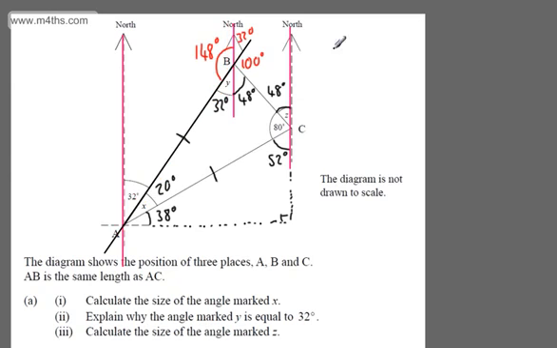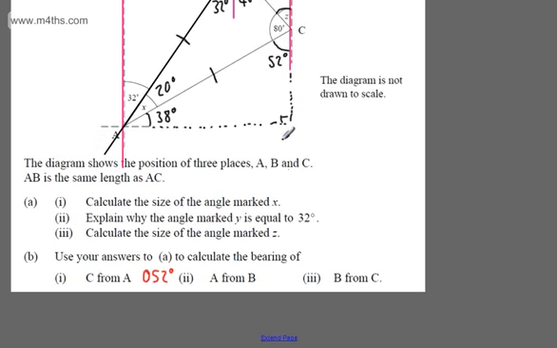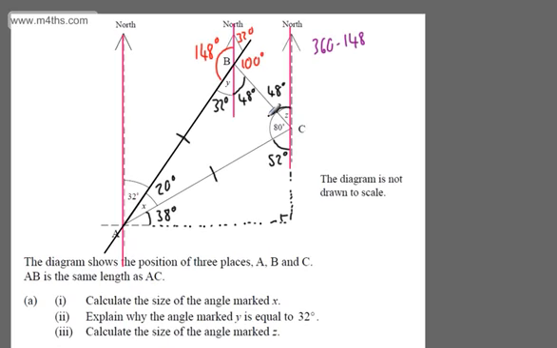So all I'm going to do now is say that that is going to be 360 minus the 148, which is going to give me a total of 212. So the bearing of A from B will be 212 degrees. So I've used that, and you can use a whole host of different ones if you want.